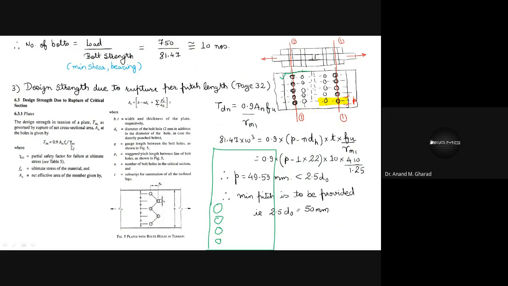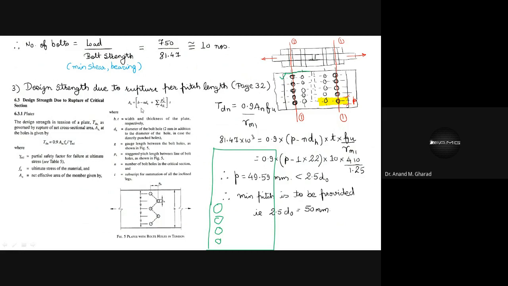What it says: the design strength in tension of the plate as governed by rupture of the net cross-sectional area AN at the holes is given by this formula, where AN is the net effective area of the member given by this formula. What is this formula? Small b minus N into DH plus summation of PSI whole square divided by 4G, whole bracket into T. Area is nothing but the multiplication of two dimensions.